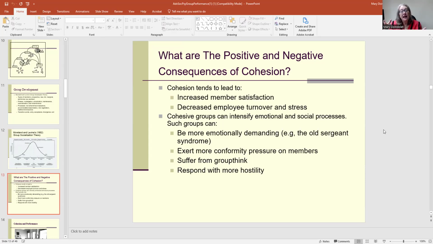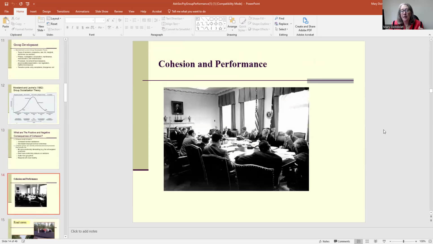So there are some negative consequences of cohesion, but if you talk to most people in the business world, they want their teams and groups to be as cohesive as they can. They feel like the benefits far outweigh the drawbacks.